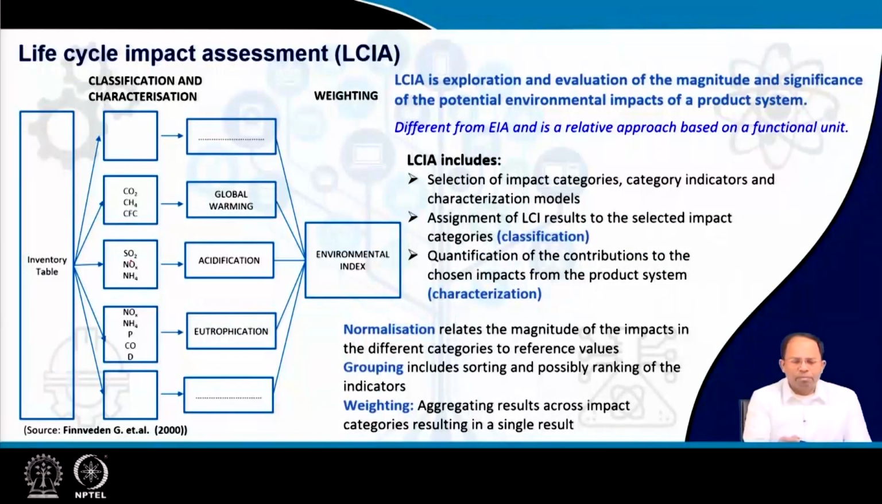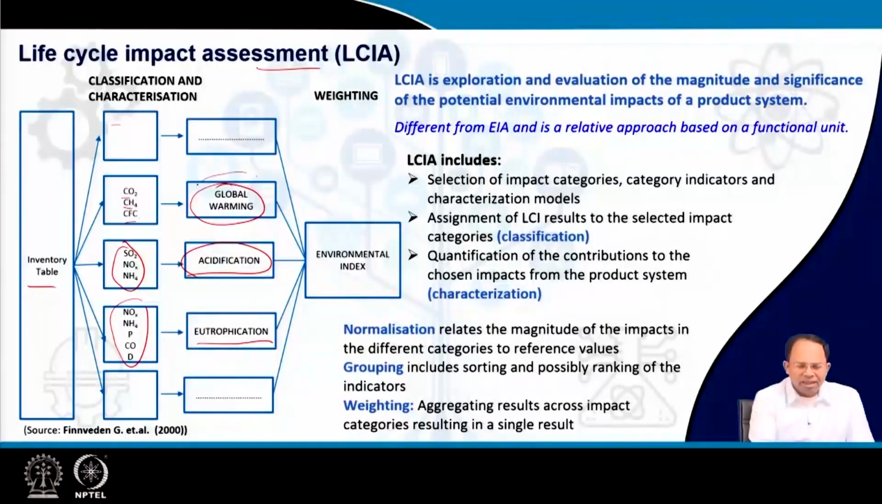Then comes the life cycle impact assessment phase. This is the phase where we actually look into the effect on the environment. So we have the inventory table, and from there we create these different kinds of impacts. These are the gases CO2, CH4, CFC that come out, and this leads to global warming. Similarly, SO2, NO2, NH4 come out as outputs based on the processes that the input goes through, and this leads to acidification. NOx, NH4P lead to eutrophication.